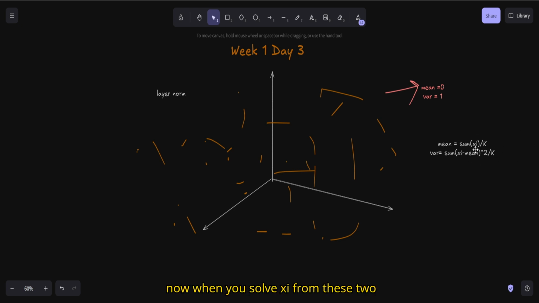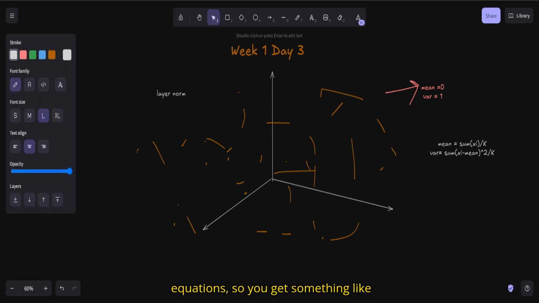So we use these two equations and solve them to find xi. When you solve for xi from these two equations, you get something like this: the final xi, not the initial xi. After the normalization, let's name it xi dash. xi dash is equal to xi minus mean, this whole by root of my variance. Now you would say, what if my variance is 0? Of course we don't want the variance to be 0, because then xi will become a very big value, right?